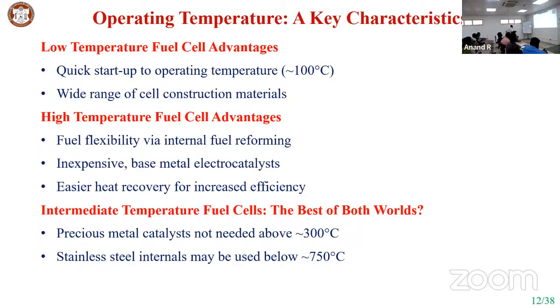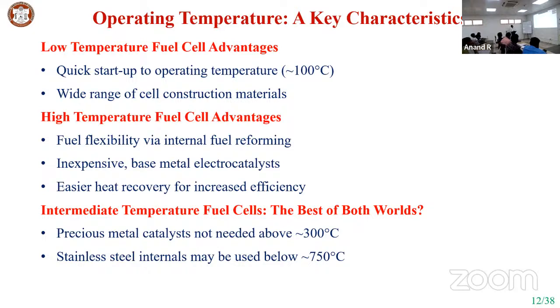So the characteristics of the different fuel cells. Low temperature fuel cell: you can start the process very quickly because the maximum temperature you can attain is 100 degrees. A wide range of cell construction metals are available. Even waste biomass material or activated carbon, whatever comes out of the environment, you can convert into an electrode. It can withstand that temperature. Low cost materials can withstand up to 100 degrees, right? So we can construct the fuel cell at minimum cost, when the operating temperature is about 100 degrees.